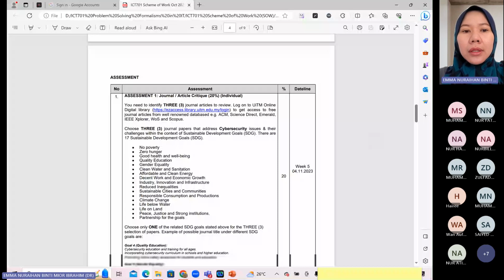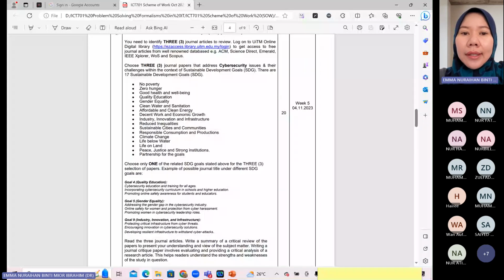So I want to just brief through on your assignment, and I will remind you again on each assignment when the time comes. So the first assignment is journal critic. And since you are majoring in cybersecurity, I want you to look into all the related topics under cybersecurity, but the topic must fall under these 17 SDG goals. So I've given you a sample of the topic, and basically you can just use Google Scholar, or perhaps you can actually go to Easy Access using your student ID.